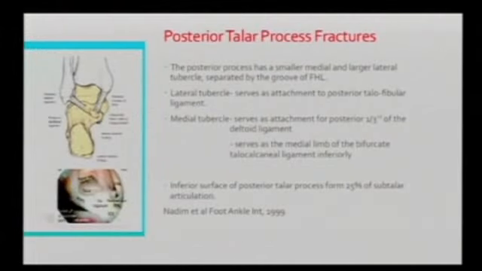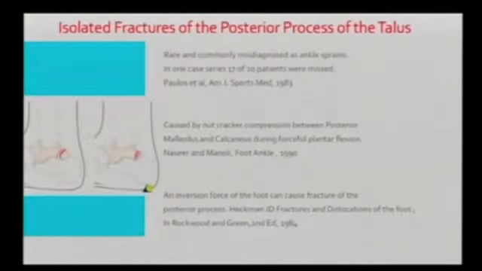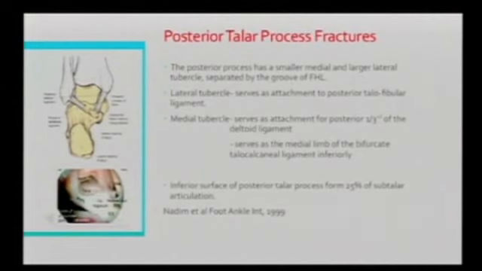Next I go to the posterior talar process fracture. Some anatomy about it: it consists of the medial and the lateral tubercle. This is the medial tubercle, which gives the attachment for the posterior third of the deltoid ligament. And this is the lateral tubercle, which is the bigger one and gives attachment to the posterior talofibular ligament. And there is an FHL groove here.